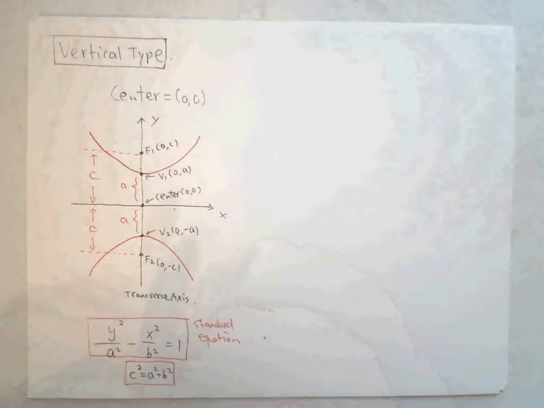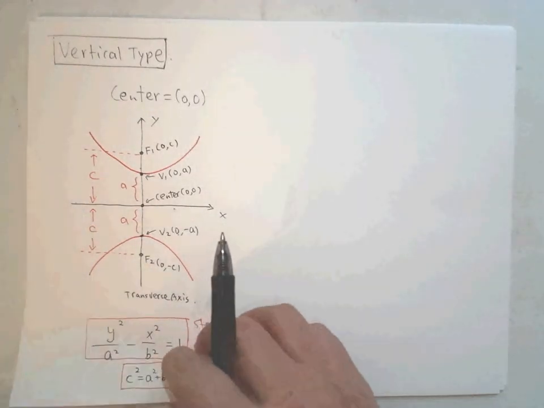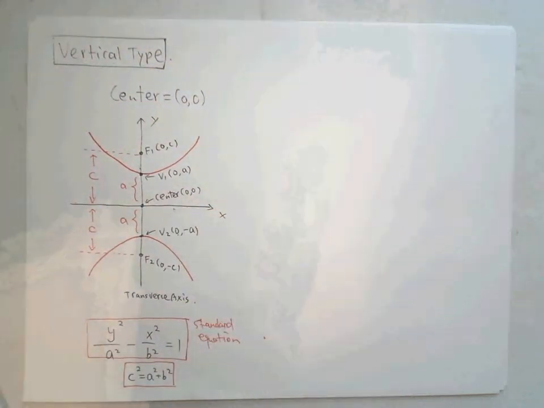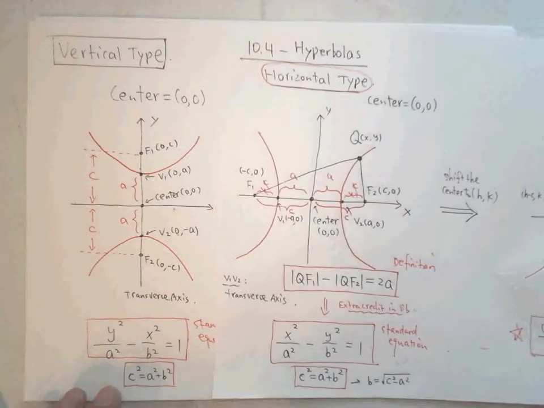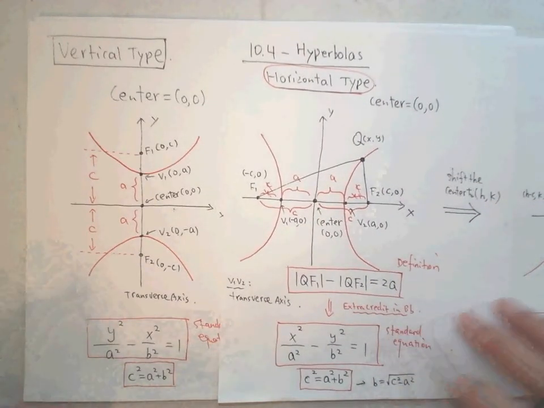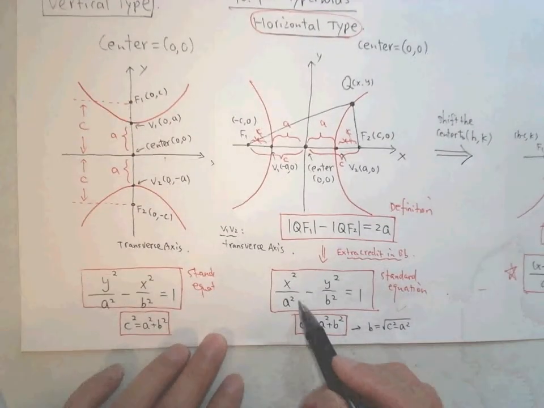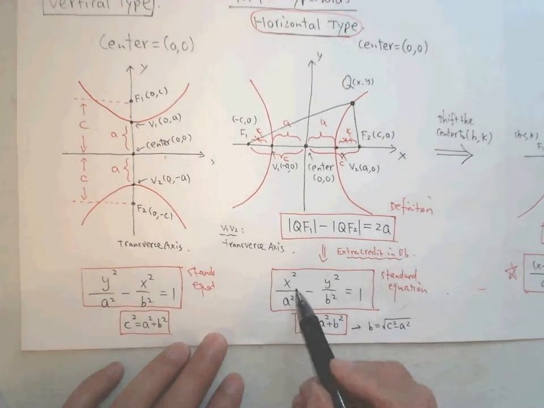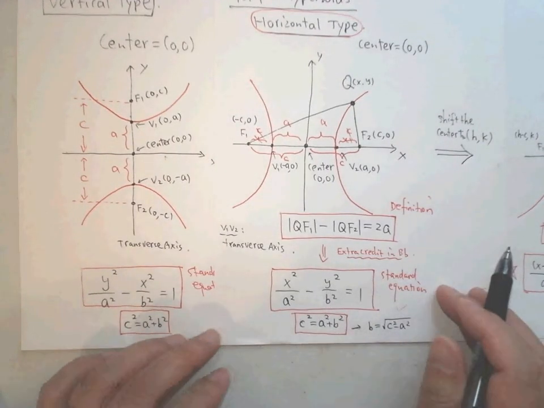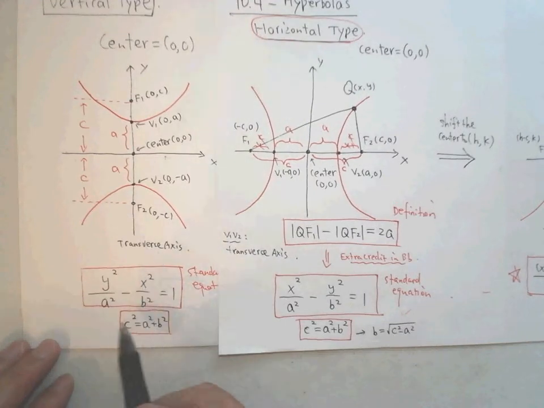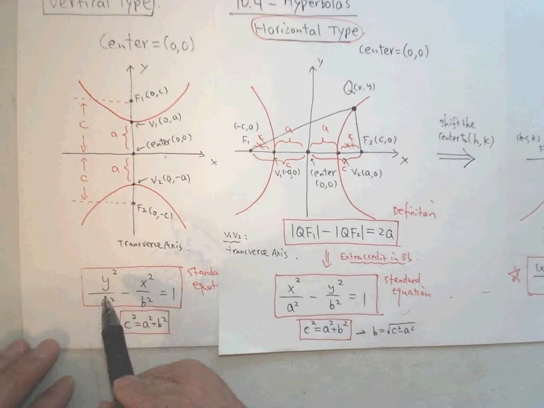Okay, you see this? And the second, let me look at the difference. We just see the horizontal type. I want to put it here so you can see what the difference between them is. If it's horizontal, x goes first. If it's a horizontal type, x goes first: x minus y. And if it's vertical, it's y minus x. Y goes first. Which parameter goes first tells you which type it is.